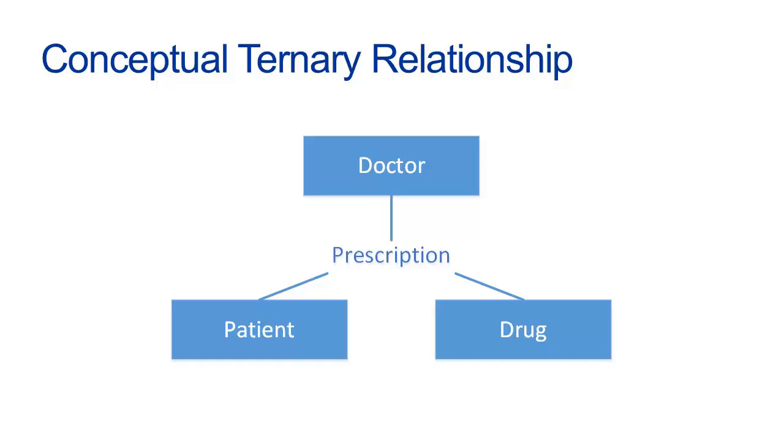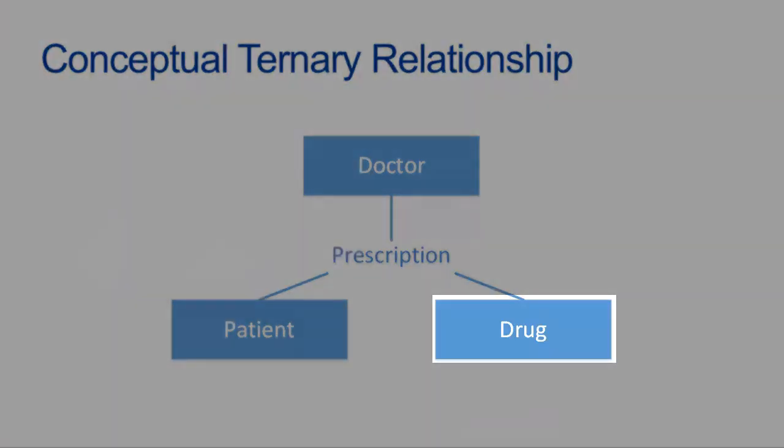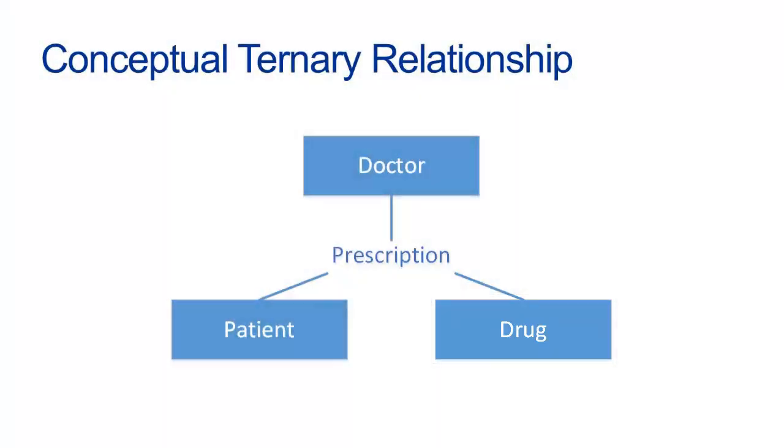Recall that in a ternary relationship, 3 different entities participate. In this case, we have a doctor entity, a patient entity, and a drug entity. The intersection of these 3 entities, then, is a prescription. So a doctor writes a prescription which involves a patient and a specific drug. These 3 entities together, conceptually, are involved in a ternary relationship.